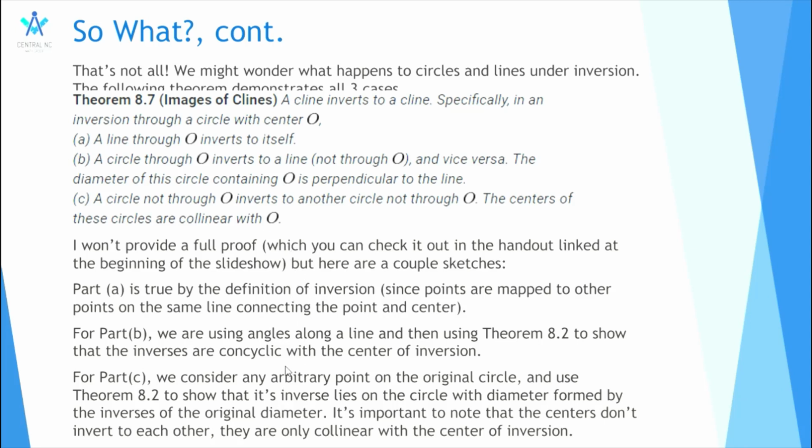And now for part C, we can consider an arbitrary point on the circle, use theorem 8.2, the angle theorem, to show that its inverse lies on the circle with the diameter formed by the inverses of the original diameter, and inverses of the endpoint of the original diameter. So that's also just mainly similar triangles. It's also important to note that the centers don't invert to each other. They're only collinear, but still, the fact that they're collinear is pretty useful.